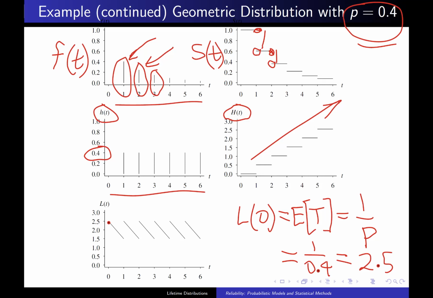What does the mean residual life function do? It goes down with a slope of -1 between demands, and then each time it just jumps from 1.5 back up to 2.5, and that sawtooth will continue out to infinity. Remember, this is an item which simply does not age, and that's the memoryless property.